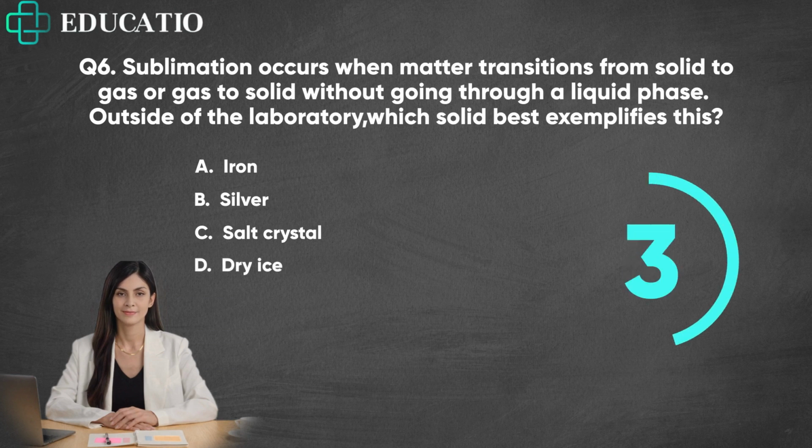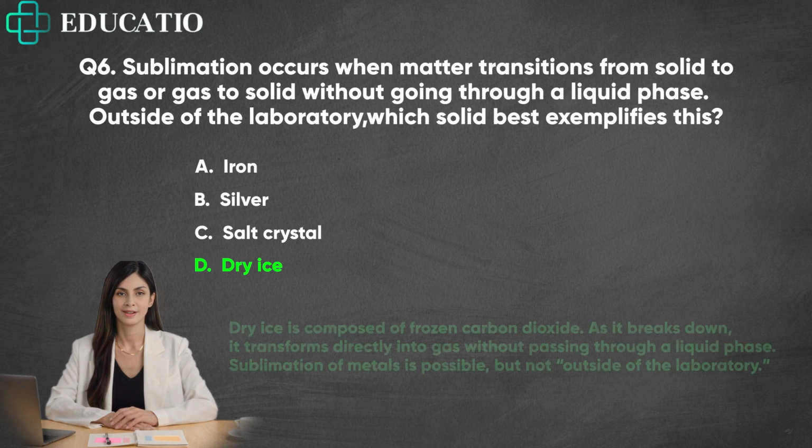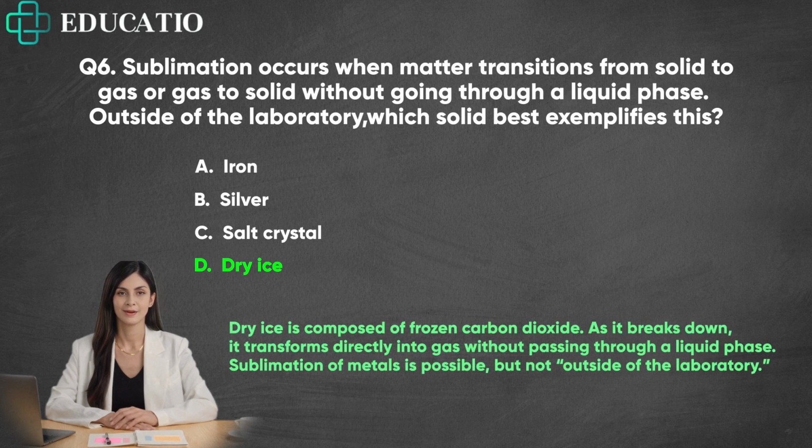Answer. D. Explanation: dry ice is composed of frozen carbon dioxide. As it breaks down, it transforms directly into gas without passing through a liquid phase. Sublimation of metals is possible, but not outside of the laboratory.